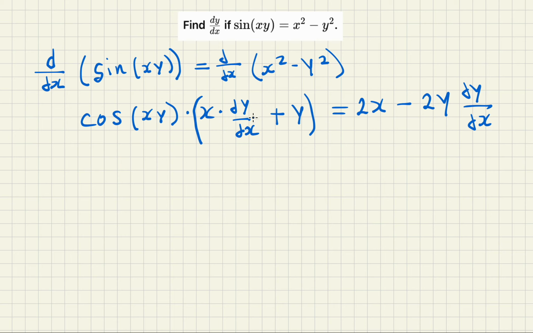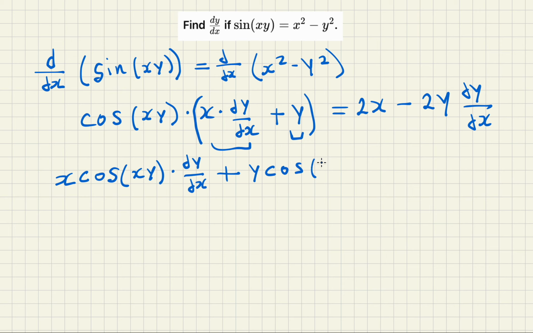Now, like before, before we isolate dy over dx, it's important to expand. So we can write x cosine xy dy over dx, since that is multiplying by this term, and then we multiply by y. So we get plus y cosine xy. And the right side remains the same.